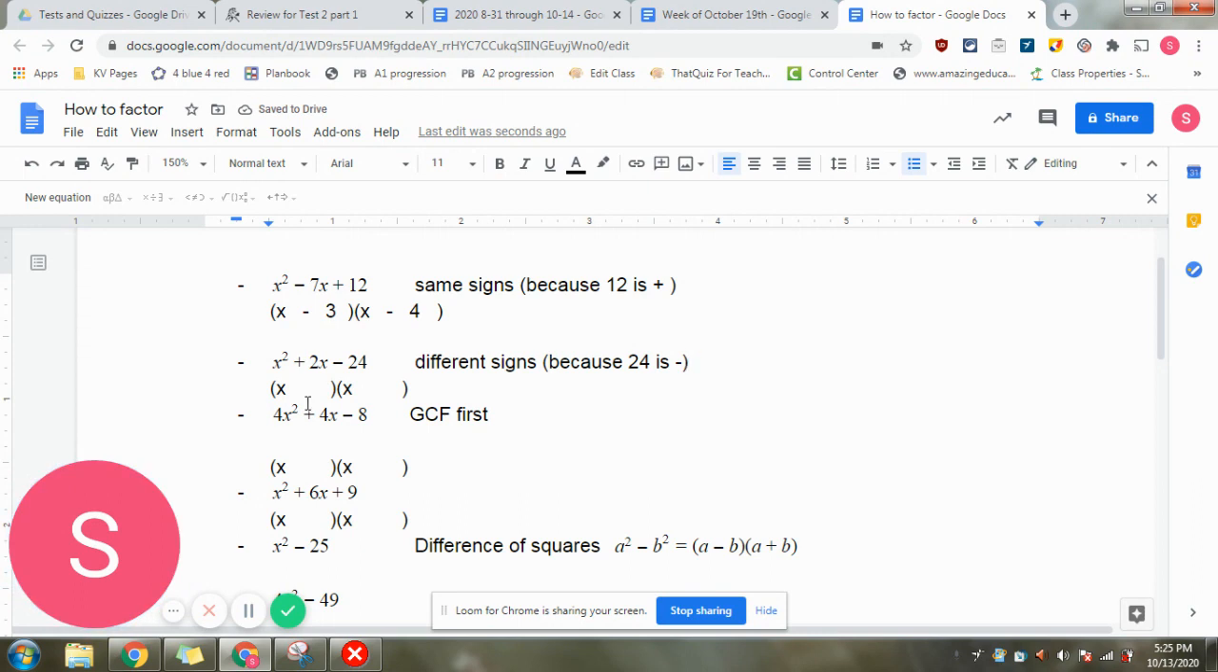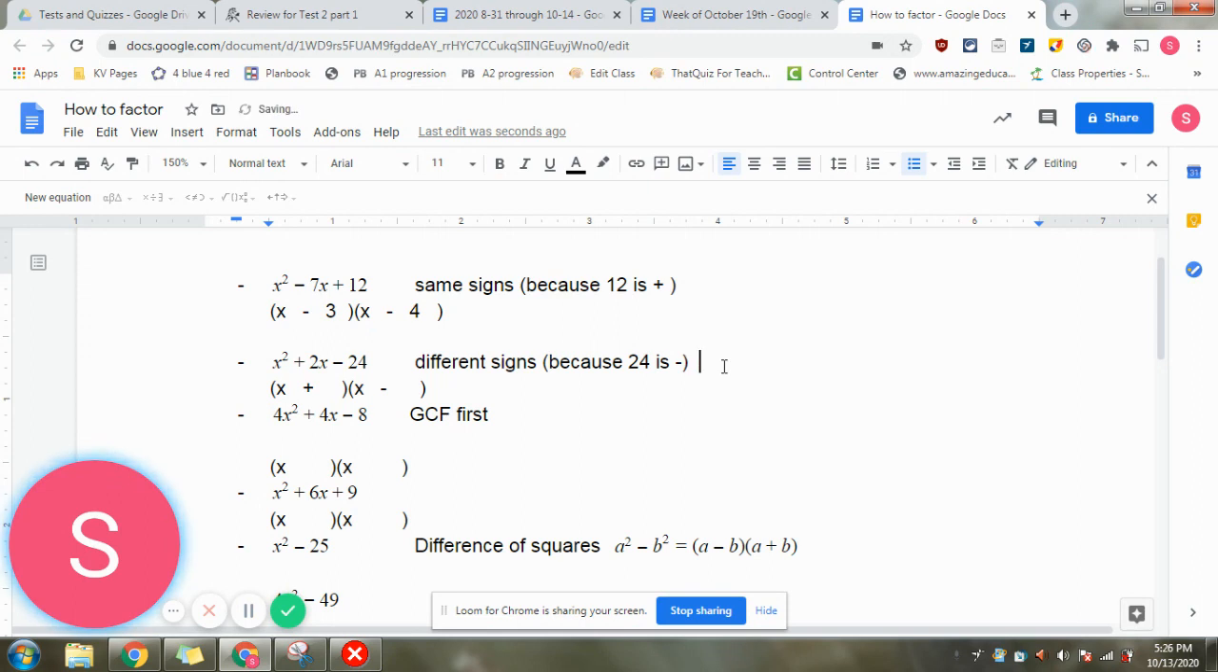Okay. The second one, because it's a minus 24 down here, we know we're going to have different signs. So one of these will be plus, and one will be minus. Now the middle sign here, because it's positive, what that means is that our bigger number, whatever is here and here, has to be on the plus side. Okay, so we're going to find two numbers that multiply to 24 and will subtract to give us 2.